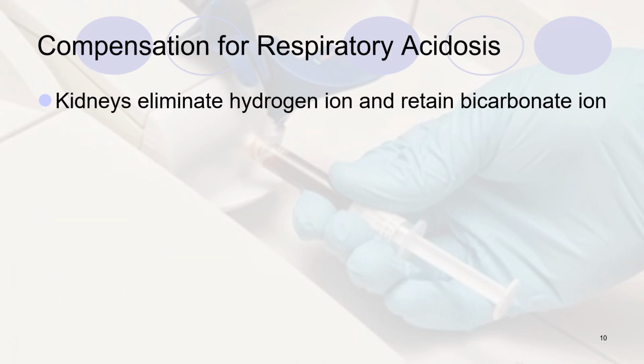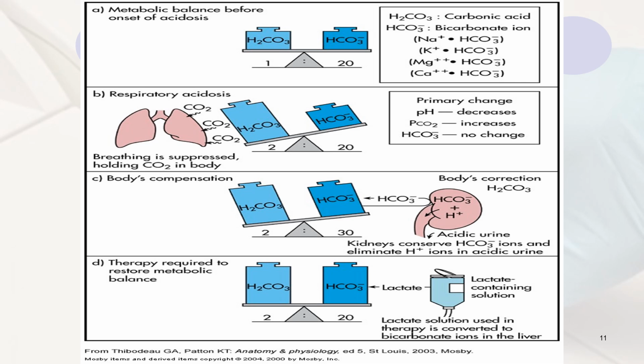Then, compensation of respiratory acidosis: the kidneys eliminate hydrogen ions and retain bicarbonate ions. You can see that in this picture. In the first picture, you can see the metabolic balance before the acidosis, the ratio of 1:20, that is H2CO3, carbonic acid, to bicarbonate ion, in a balanced state of 1:20.